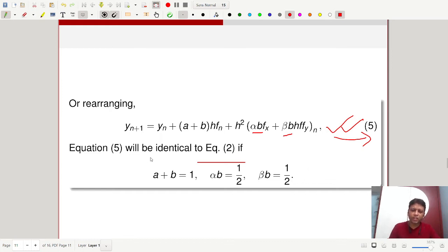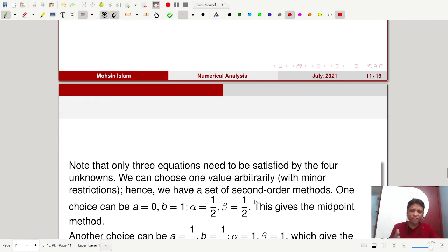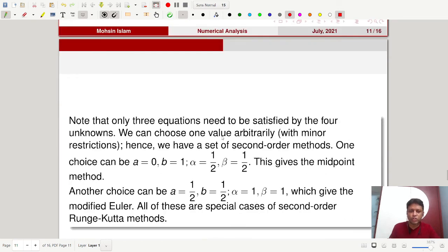Equation 5 will be identical to equation 2 if this holds. So these are the relations between the parameters: a plus b equal to 1, alpha b equal to half and beta b equal to half. That is what you get by comparing. So these are the deductions. Now look at that. Note that only 3 equations need to be satisfied by the 4 unknowns. We can choose one value arbitrarily with minor restrictions.